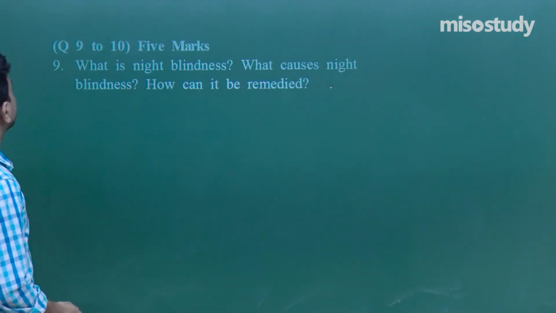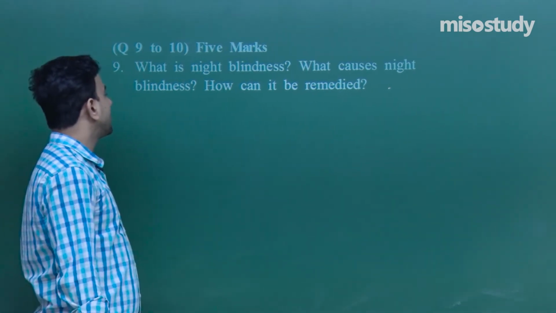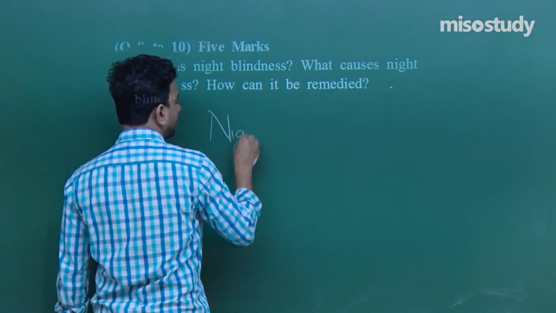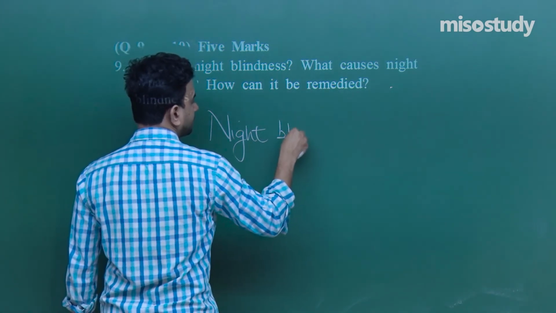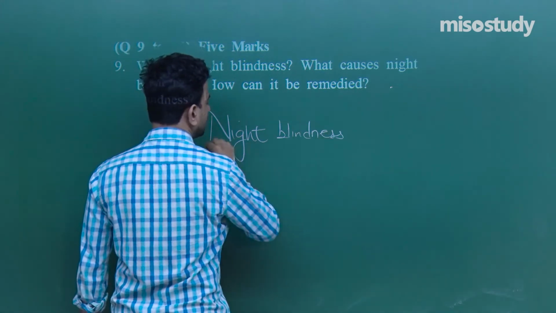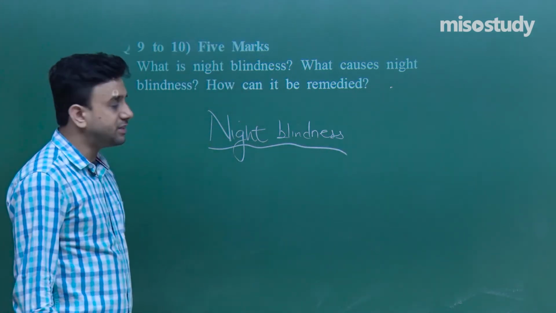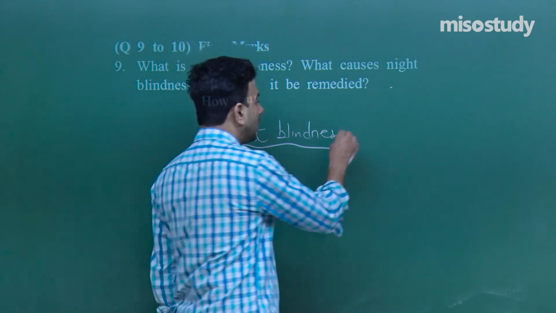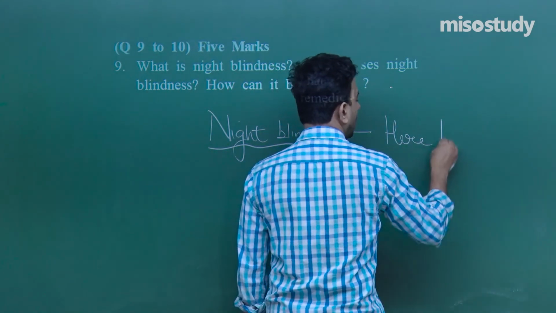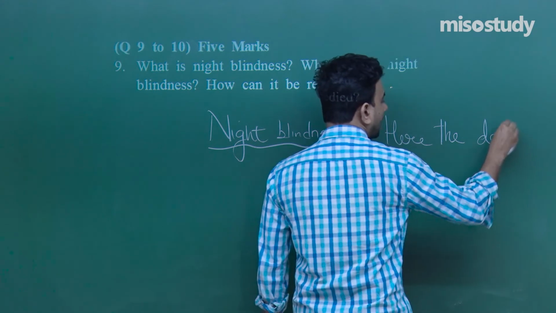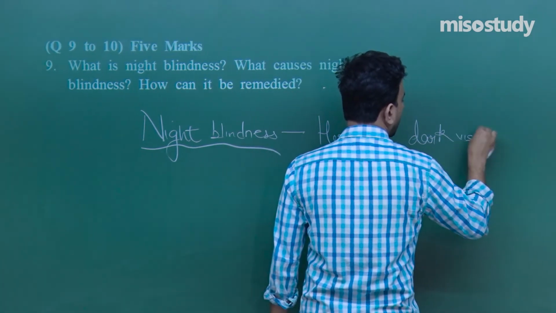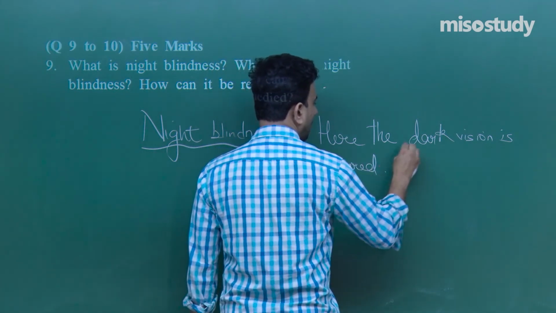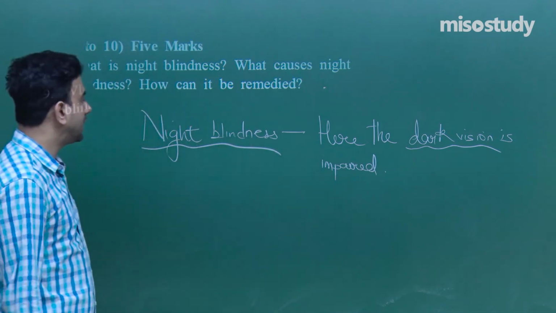We move on to the next question. What is night blindness? What causes night blindness, and how can it be remedied? Night blindness is basically a disease where your dark vision is impaired.